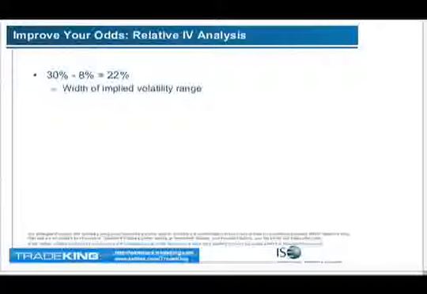Then we need to take the width of that range, and that was 22. It actually should say 22 percentage points. It shouldn't really be 22%, so I apologize for that. That's the width of the range.